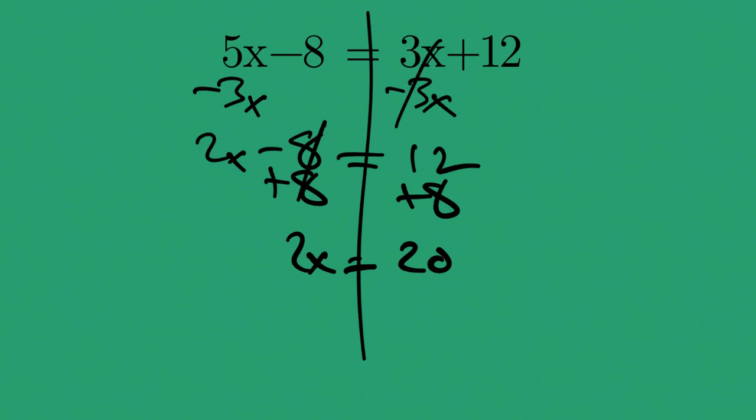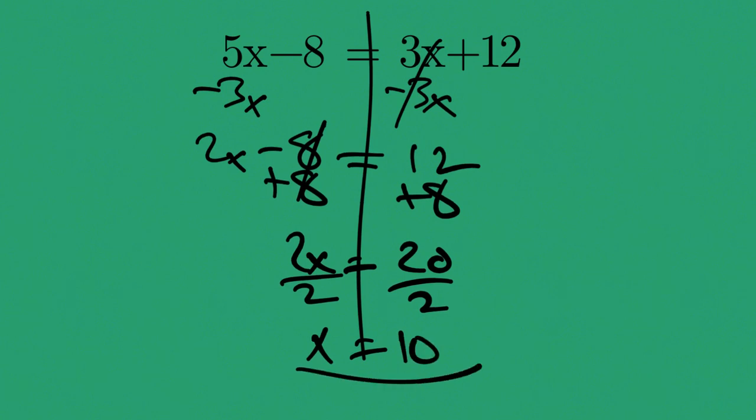What's our solving step here? What's the last step we're going to take? Divide by? 2. Beautiful. Divide both sides by 2. And 20 divided by 2? Perfect. Good job. X equals 10. Okay?